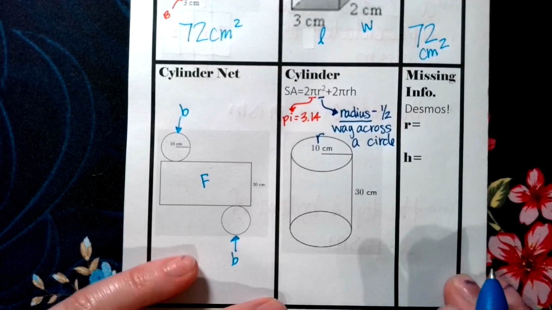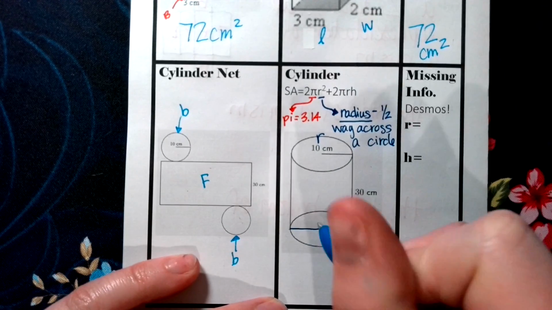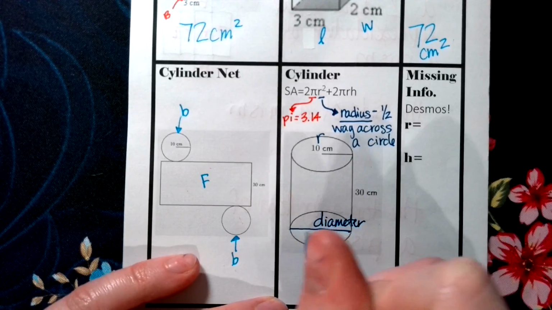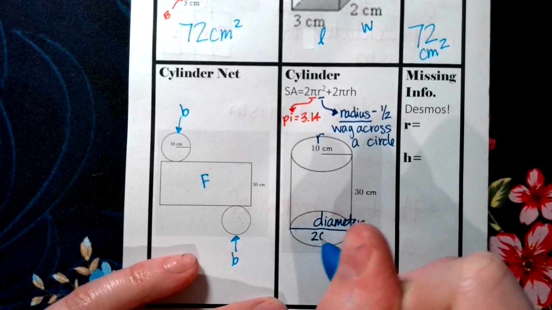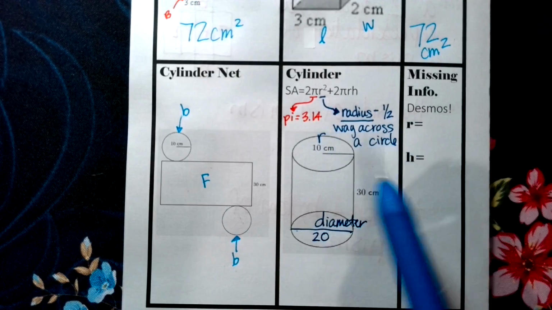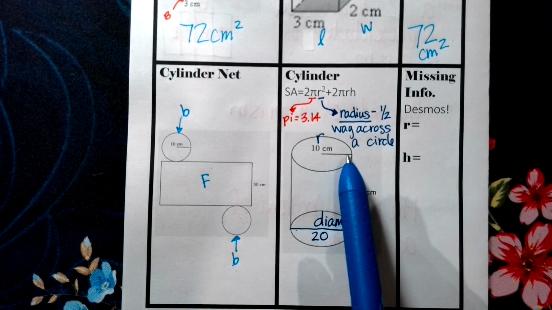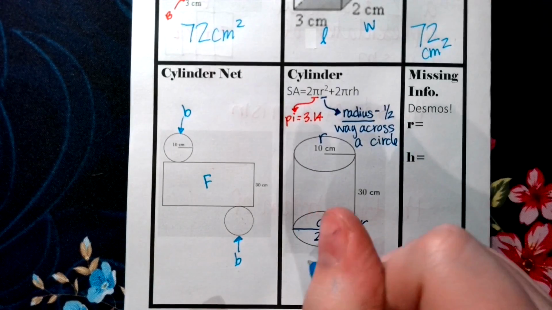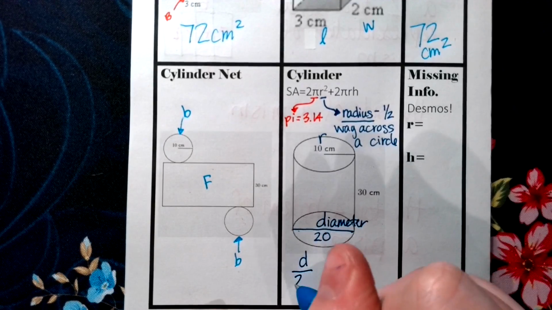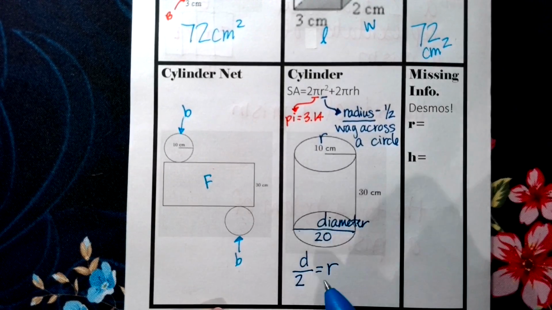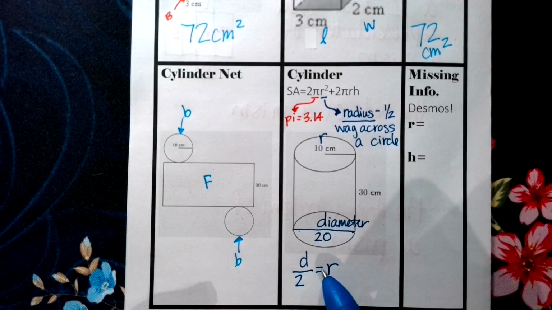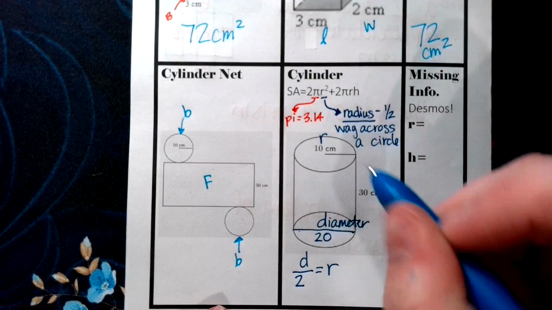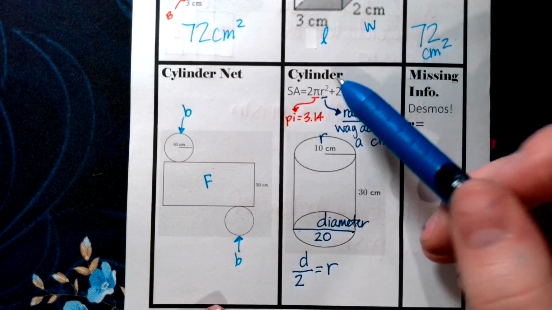On some cylinders, they're going to tell you the diameter. The diameter is all the way across a circle. That would be 20. But for our formula, we only want halfway across our circle. So if they give you the diameter, that whole thing, you have to take that diameter and divide it by 2 to get your radius. We'll see some examples like that. And then over here, we're squaring our radius. We're taking the radius times itself.